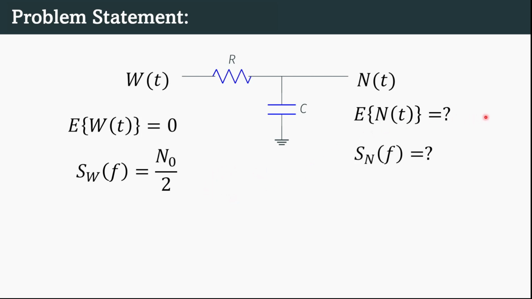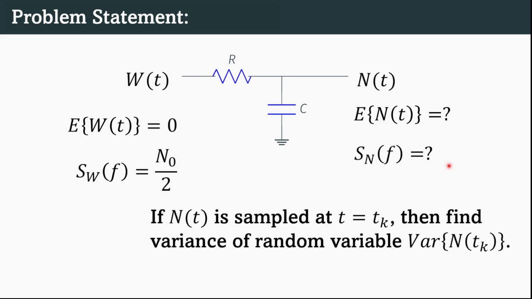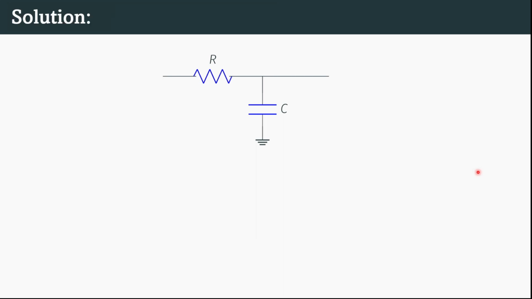First one, we have to evaluate the mean of the output process. We have to evaluate the power spectral density of the output process. And based on this, we have to find the variance of a random variable N of tk, where N of tk is a random variable obtained by sampling the random process N of t at tk. So let us jump into the solution.